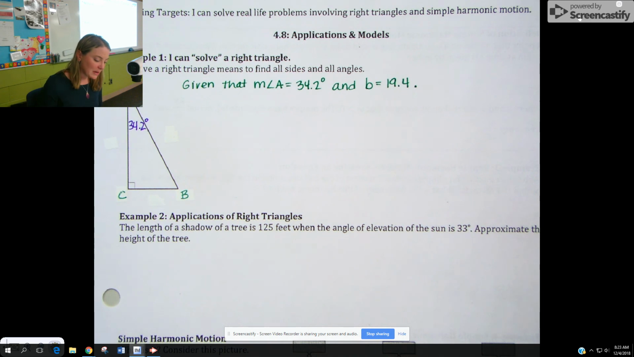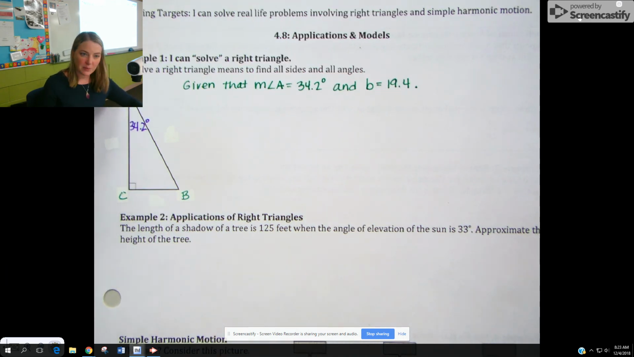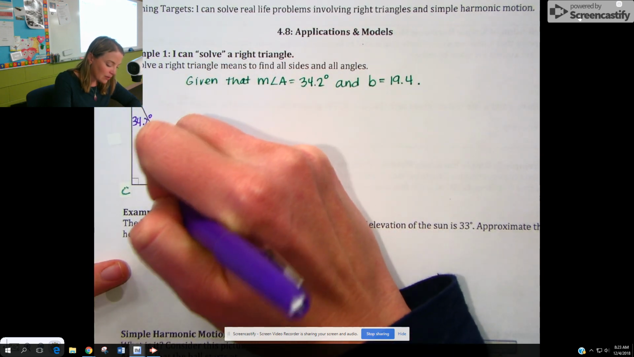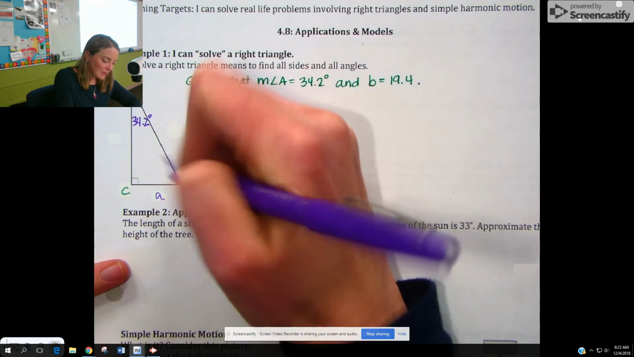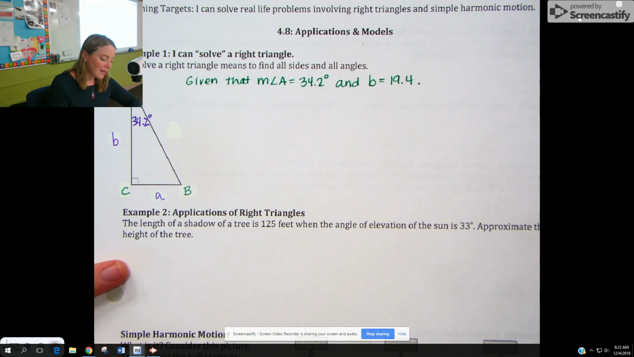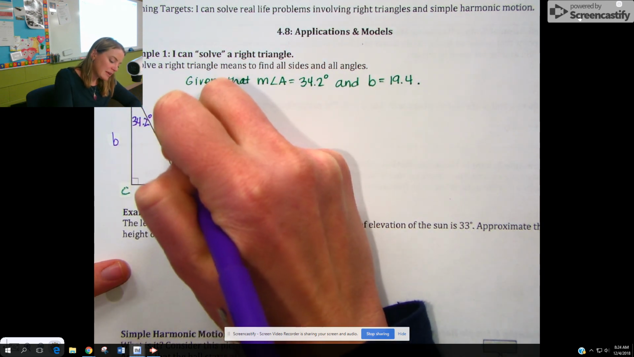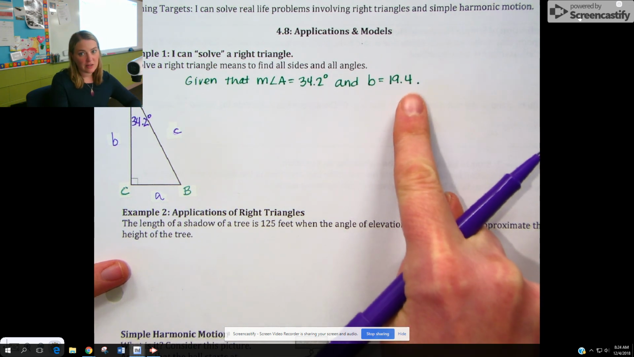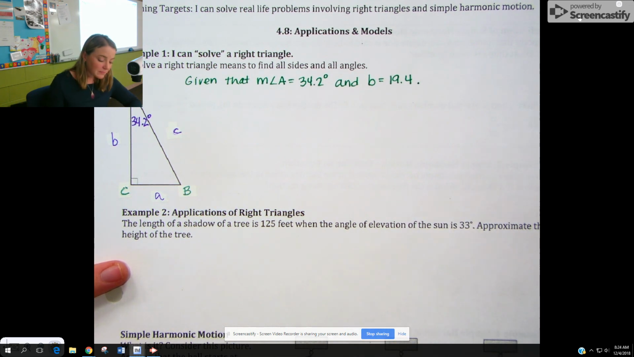So another naming convention is that if this is capital A up in the top corner, then little a is going to correspond to the side opposite of that angle. So opposite meaning it's not part of the angle itself. So little a would be down here. If this is angle B, then little b is the vertical leg, and little c would be my hypotenuse. So important to know those naming conventions so that you understand where to put that value.